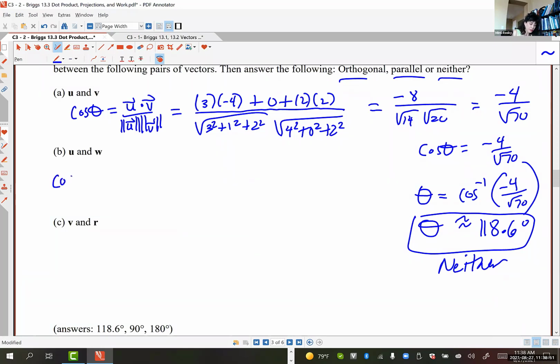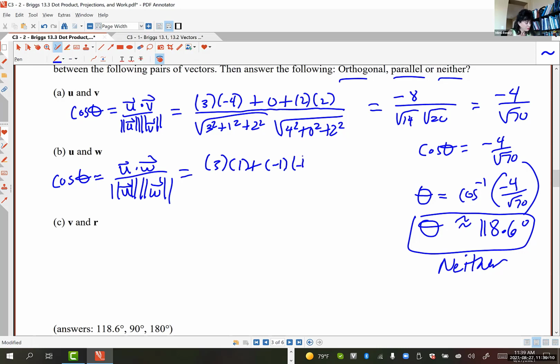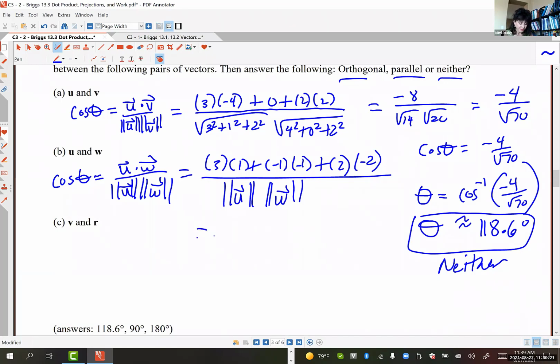So what about u and w? That pair of vectors, what do we got? Well, using my formula, I have to do the dot product in the numerator and divide by the product of the magnitudes. So for u and w, 3 times 1 plus -1 times -1 plus 2 times -2. And then I'm not going to do the magnitudes. I'm going to leave them. You'll see why in two seconds.